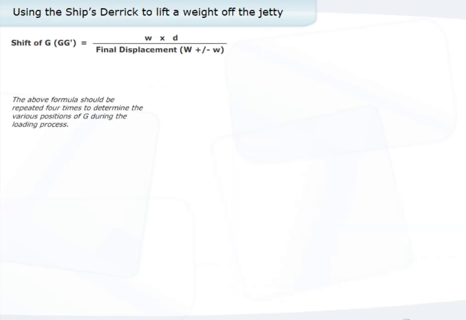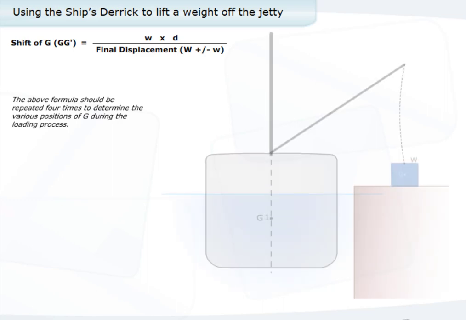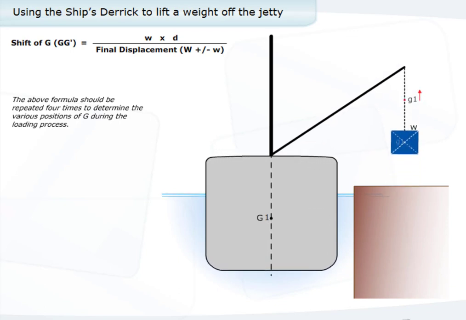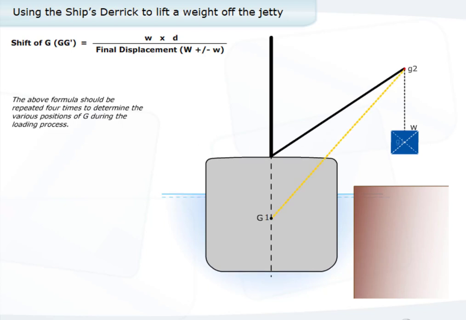The above formula should be repeated 4 times to determine the various positions of G during the loading process. Vertical movement of G when the weight is suspended by the derrick over the quay, where D is the vertical distance from G to the derrick head.